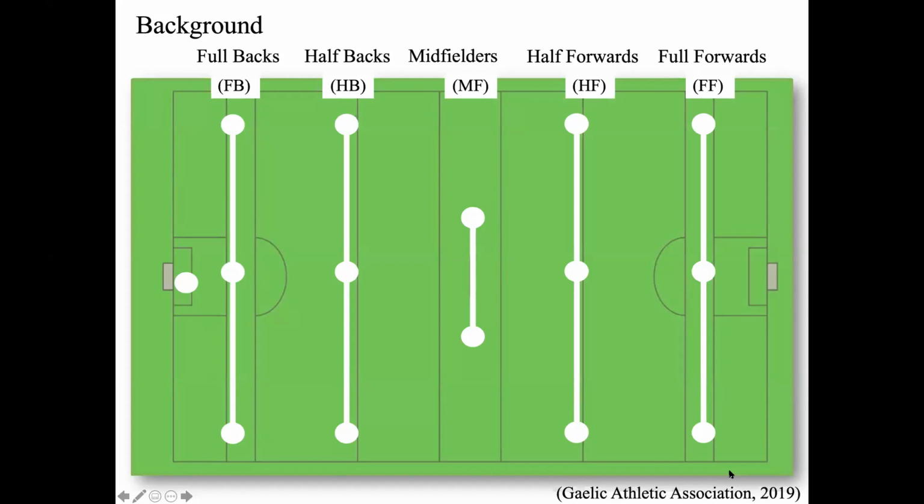Now, scores can be attempted from 70 to 80 meters away from the goals. So chasing your opponents and getting away from your opponents is a key element of the game.